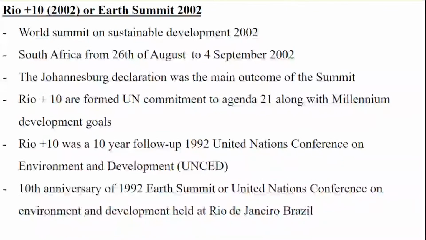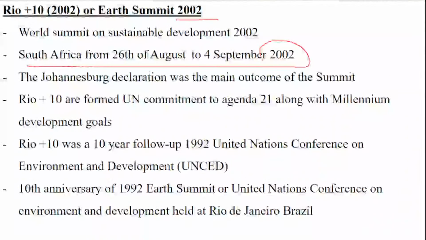So what role does a human play in protection of the environment? Now, under this we have the Rio 10 and Rio 20 Summits. Let's see one by one what points we need to remember. When we talk about the World Summit on Sustainable Development, that was held in the year 2002, also called Earth Summit 2002. It was conducted in South Africa from 26th August to 4th September 2002. The Johannesburg Declaration was the main outcome. Please remember, Rio 10 Summit's main outcome is the Johannesburg Declaration.